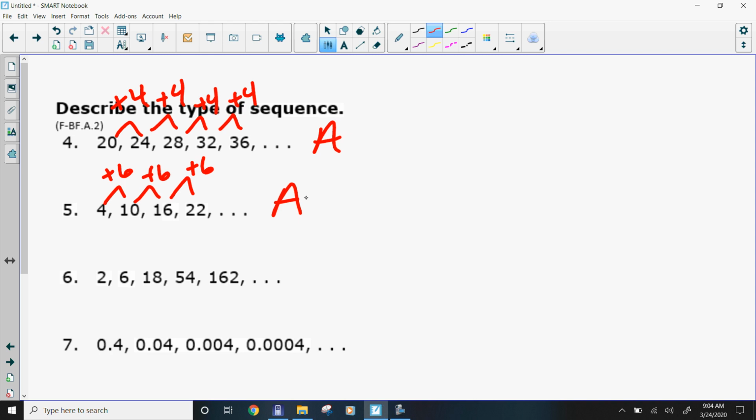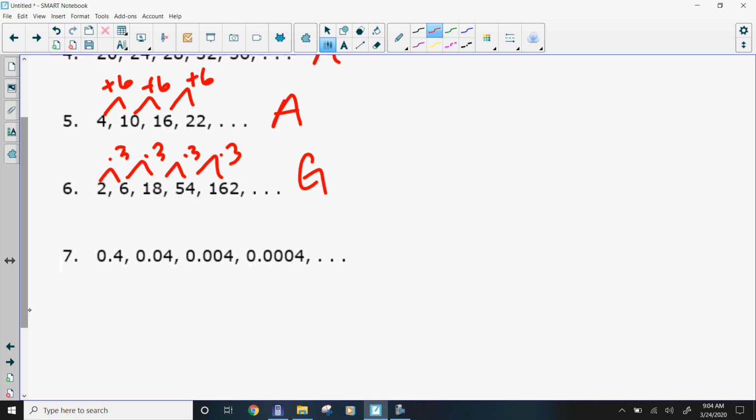Okay, next one. Let's see what we got here. This looks like it's times 3. Times 3, times 3, and times 3. So that makes it a geometric sequence. And then this one, if you notice the zeros here, this is actually going to be multiplied by 1/10.